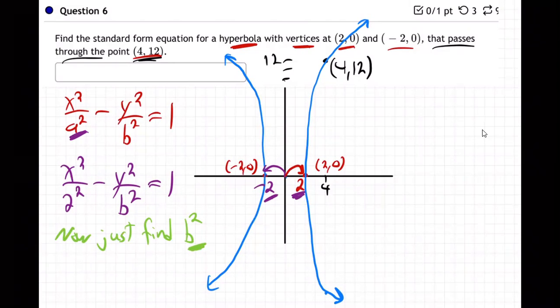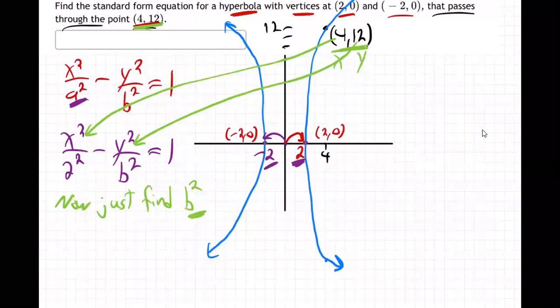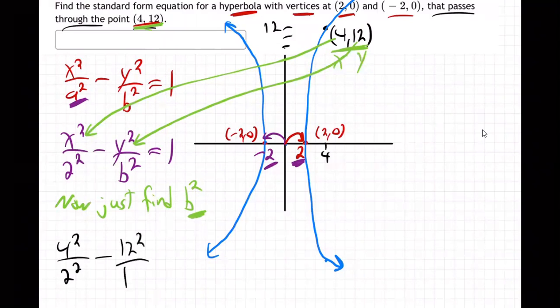So how do we find b squared? Well, we're going to plug in the point (4, 12), right? They told us (4, 12) is on the graph, and any point on any graph makes the equation true. So that's the x and the y. I'm going to plug the 4 in for x and the 12 in for y. And so what are we going to get? We're going to get 4 squared over 2 squared minus 12 squared over b squared equals 1.